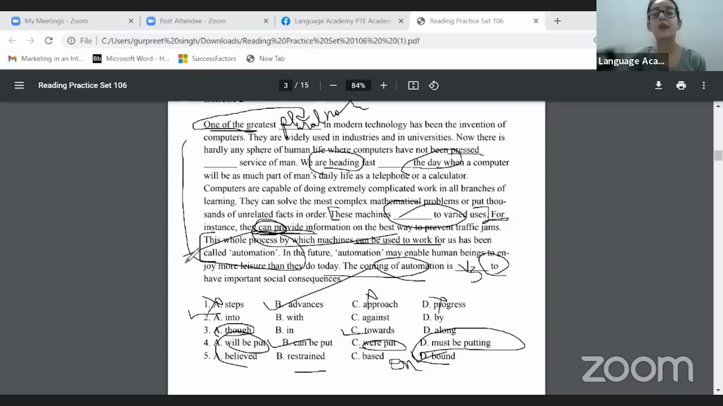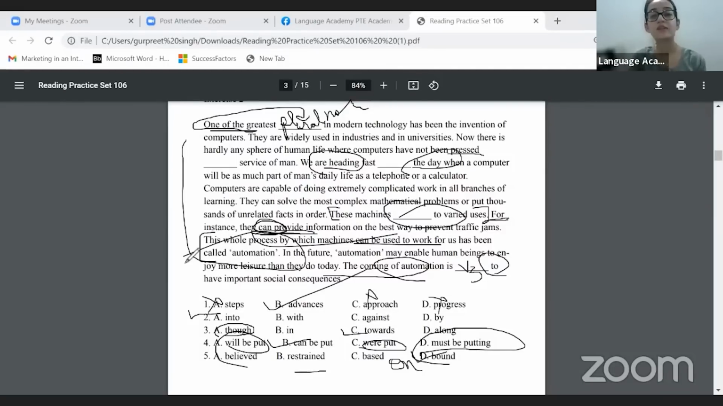The first one, "one of the" always comes with a plural noun, and invention of computers is not one step, it is one advancement. The second one, "pressed" always goes with "pressed into" when you have the use given after. And we are heading fast towards the day. When we are doing something and we have the target or goal in front of us, then we use the word towards. When you are working to achieve that goal, we are going towards the day.